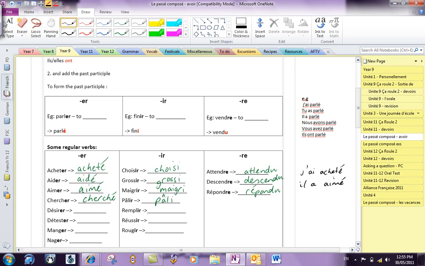What about doing one of these? How about we chose. Would that be nous avons choisi? That's correct, absolutely right, because we're going to conjugate avoir so that it matches nous. It's the right form of avoir. And then we're going to say nous avons choisi. We're going to add the past participle.